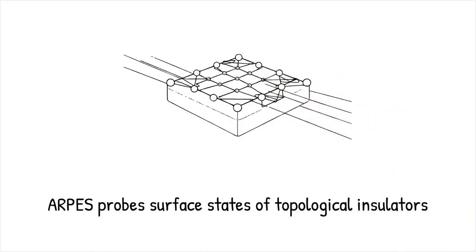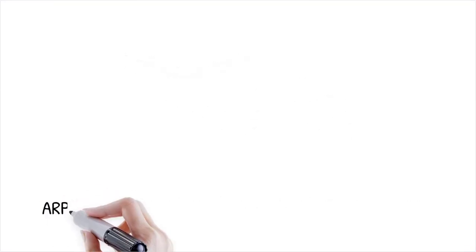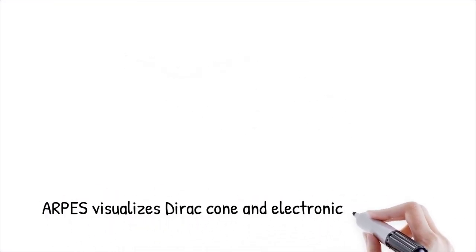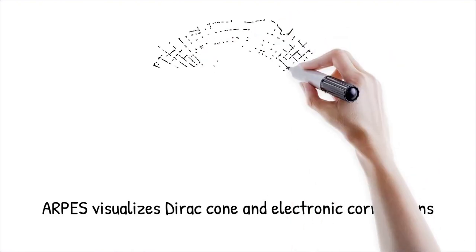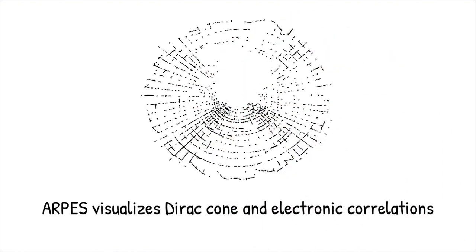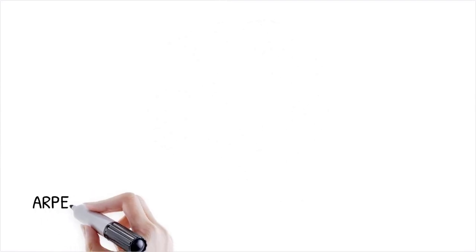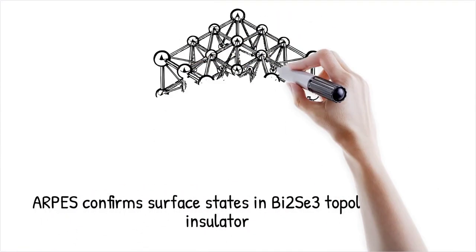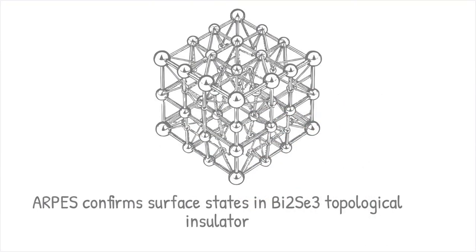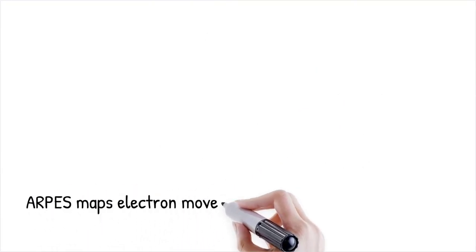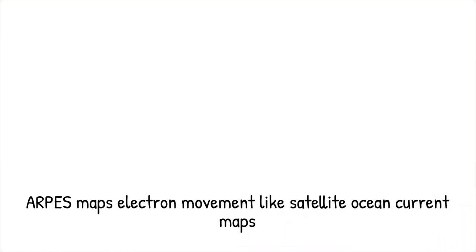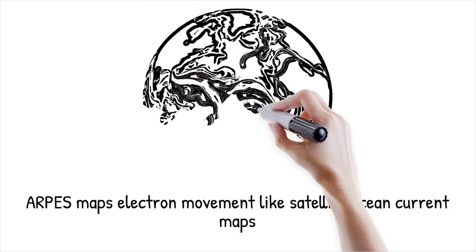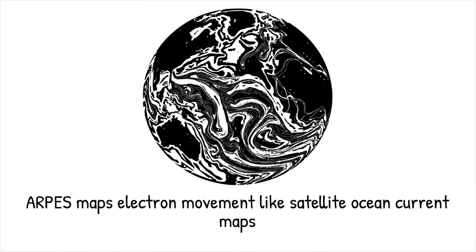ARPES helps scientists visualize Dirac cone dispersion, electronic correlations, and energy momentum relationships. It provides experimental verification of topological order and quantum spin Hall effects in new materials. For example, ARPES has been used to confirm surface states in Bi2Se3, a well-known topological insulator. It's like mapping ocean currents from satellite images. ARPES reveals how electrons move within a material without disturbing them.